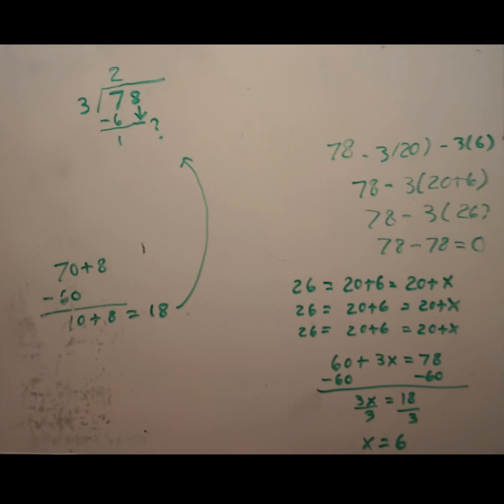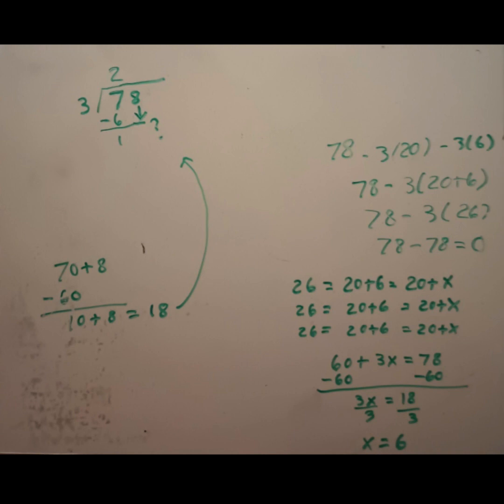And so adding all the 20s will give you 60. And putting it in algebraic form, you have 60 plus 3 times x, or 3x, because you combine all the x's together 3 times, and you make this side equal to 78. And using algebra, you subtract 60 from both sides, balancing the equation, and you get 3x equals 18.